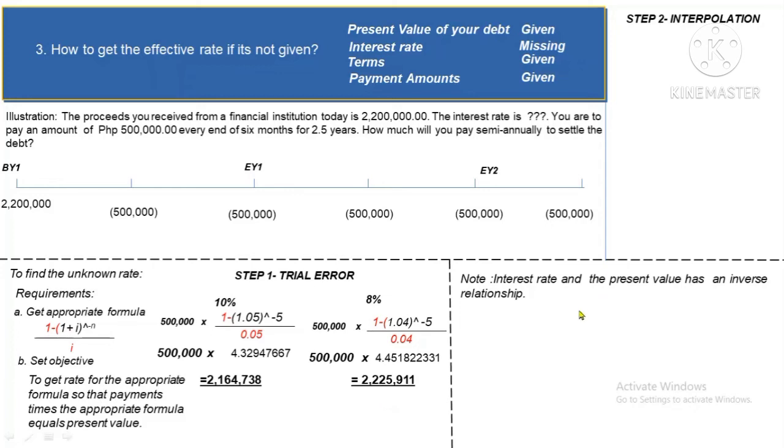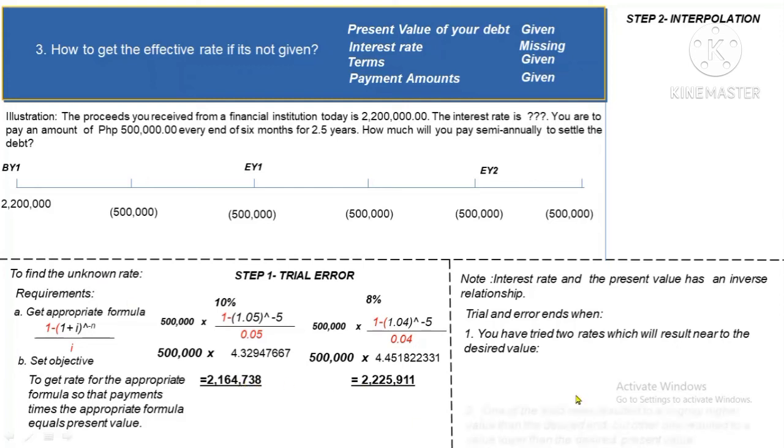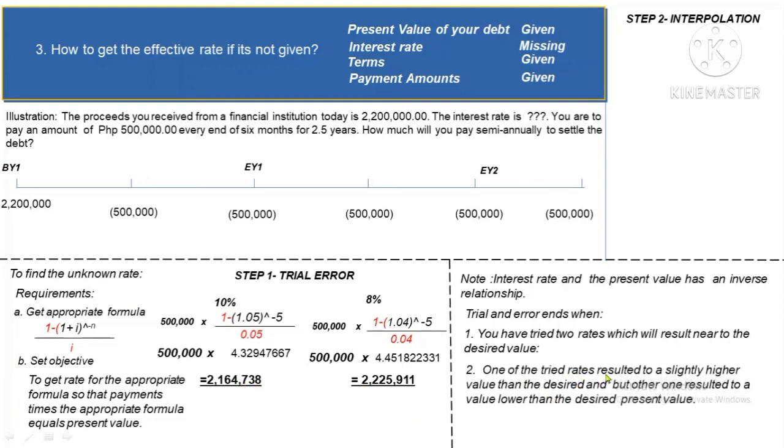But let me remind you again that you can have lots and lots of trials, but the trial and error ends when you have tried two rates which will result near to the desired value. So our desired value is 2.2 million. These two rates resulted nearer to the desired value. And one of the tried rates resulted to a slightly higher value than the desired, which is this one. And the other one resulted to a value lower than the desired present value, which is this one. So that's it for our trial and error. We're now prepared for the interpolation.